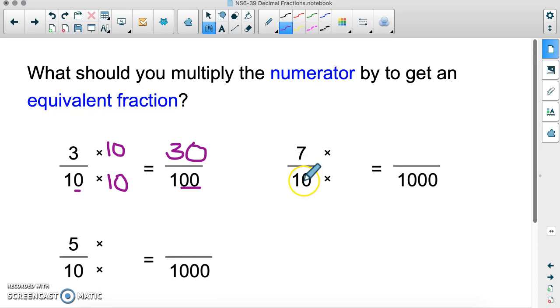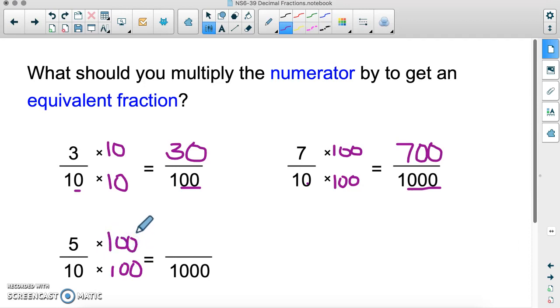Now, if I have 7 over 10 equivalent to thousandths, how do I get from 10 to 1,000? Well, I need to multiply the denominator by 100 because I need a total of 3 zeros. So if I multiply the denominator by 100, I need to multiply the numerator by 100. So 7 times 100 is equal to 700. So we would say that 7/10 is equal to, or equivalent to, 700 thousandths. And same here. We have 10 going to 1,000, so I need to multiply by 100. If I'm multiplying the denominator by 100, I'm multiplying the numerator by 100. So 5 times 100 equals 500 over 1,000.